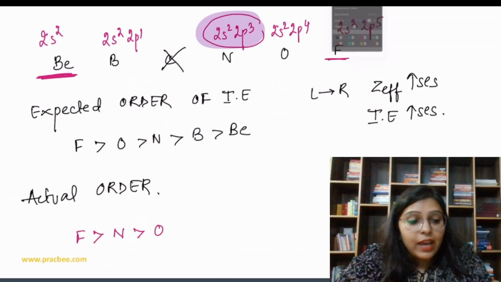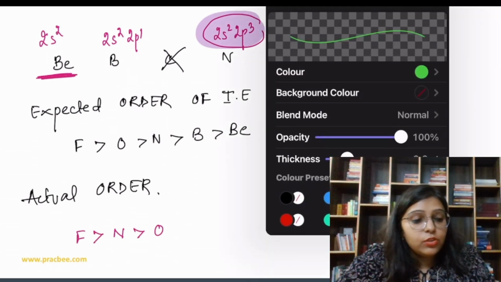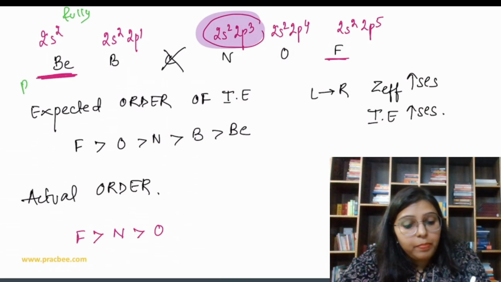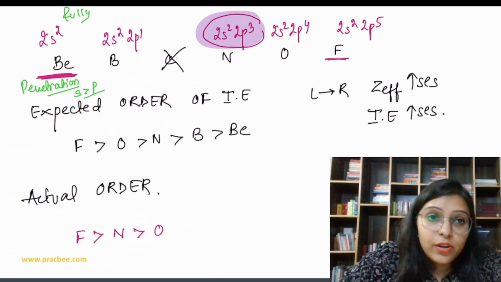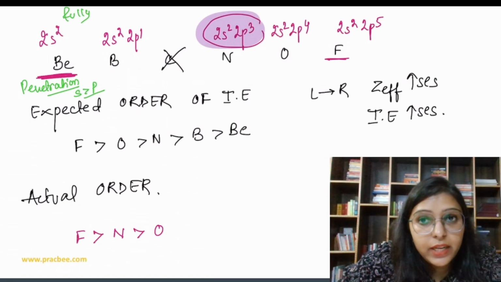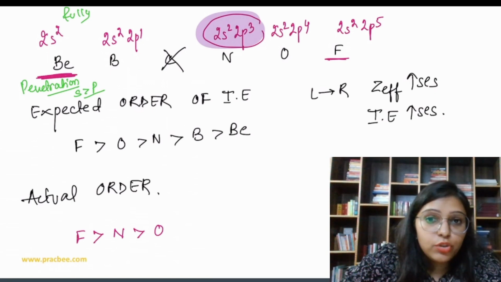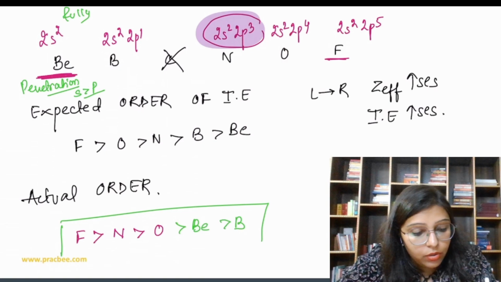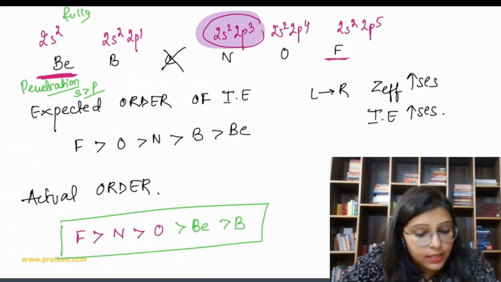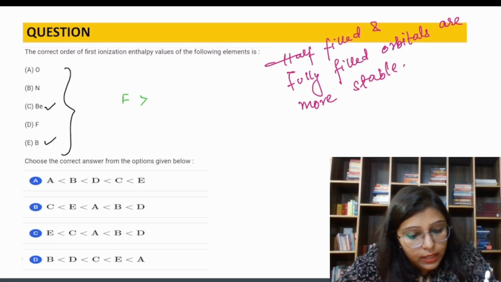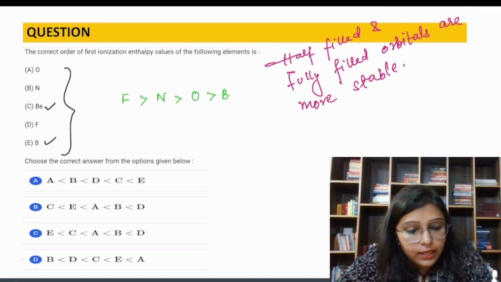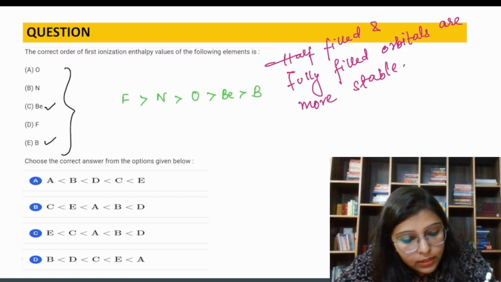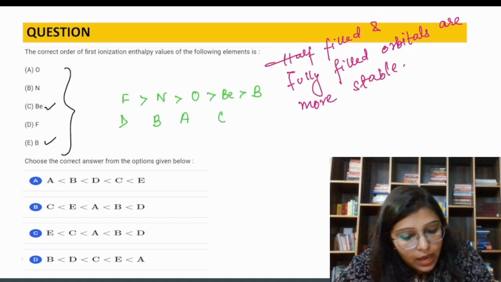For beryllium, we have to apply two concepts. First is the concept of the fully filled orbital, and second is the penetration effect. Penetration effect means it is difficult to remove electrons from an s orbital in comparison to removing an electron from a p orbital. So fluorine, then nitrogen, then oxygen, then beryllium, and then boron. So fluorine is D, nitrogen is B, oxygen is A, beryllium is C, and boron is E.